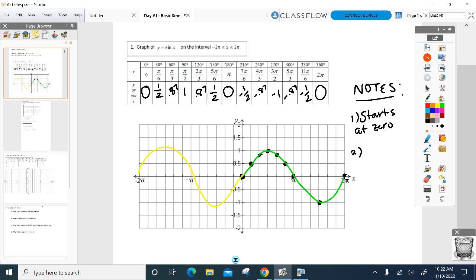Ready? Then goes where? All the way up to? Okay, but I'm not going to say 1. I'm going to say it goes up to its maximum, the highest point, because sometimes it's not going to be 1. So it goes to max. After 0, it goes to its max. Keep traveling along the curve, then it goes back down to 0.